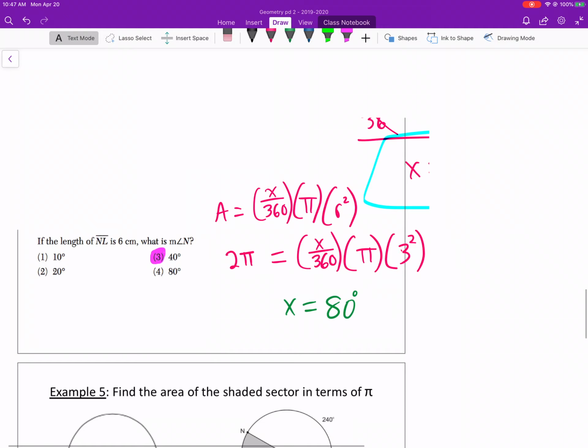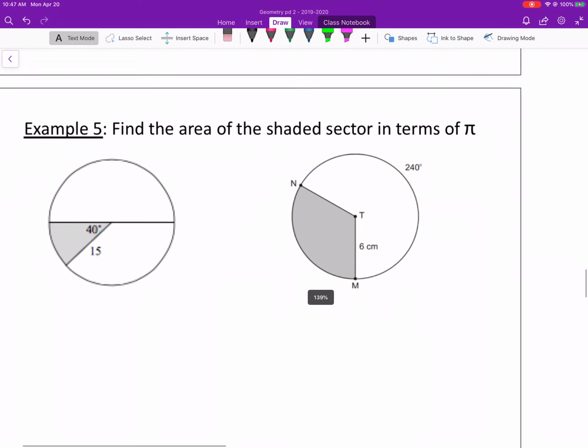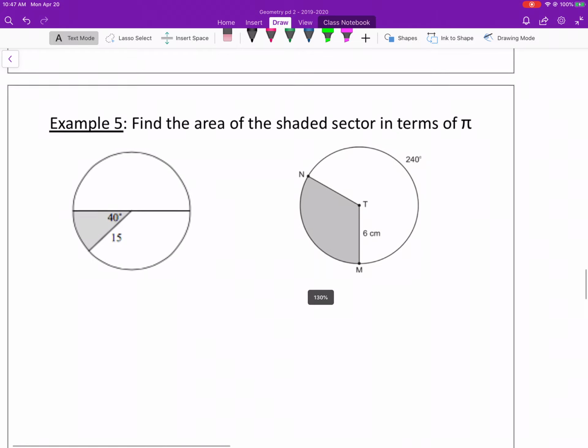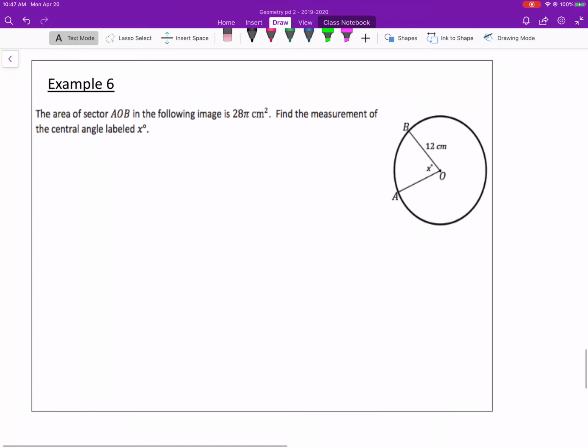So try examples 5 and 6. This one you're just finding the area in terms of pi for each. Just practice substituting into the formula. The next one you're going to practice finding the central angle.